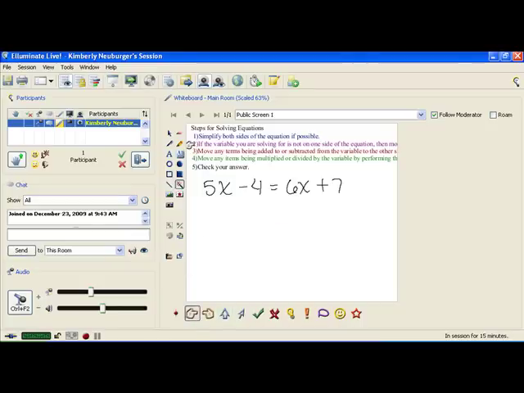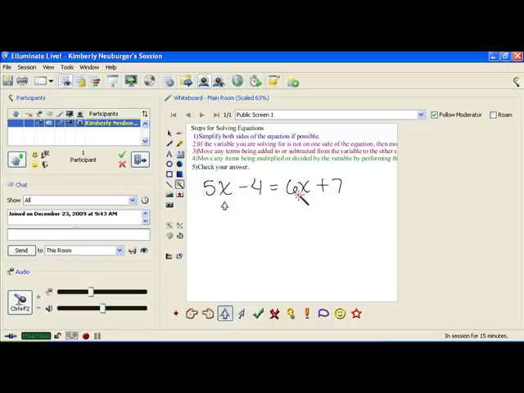However, when we go to step number 2 up here, the variables are not on one side. I have a 5x on the left-hand side and a 6x on the right-hand side. So I need to move them so that they're both on the same side. Again, I cannot just move one of them to the other side. I have to move them using properties that allow me to do certain things in algebra. And the addition property of equality allows me to add the same thing to both sides, which will make it so I can zero out one of these.